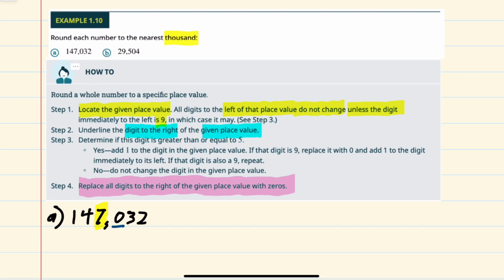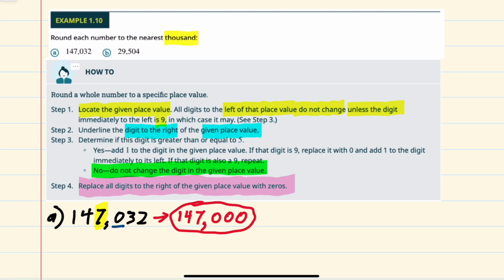Step 3, determine if this digit is greater than or equal to 5. No, it is not. So we do not change the digit we have highlighted here, the 7. But in step 4, I replace all the following digits with 0. So our 1, 4, 7 do not change, but we replace remaining digits with 0. Our rounded number is 147,000.